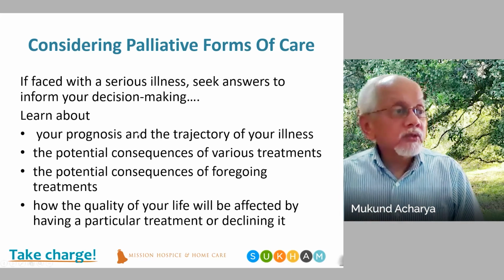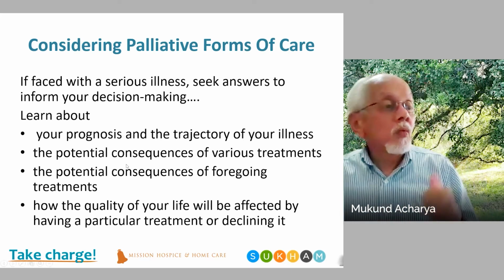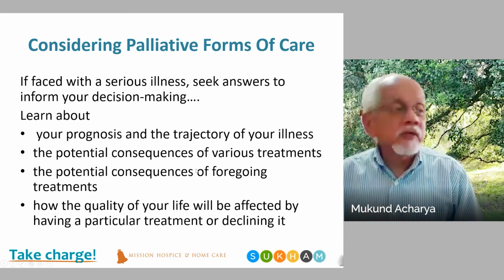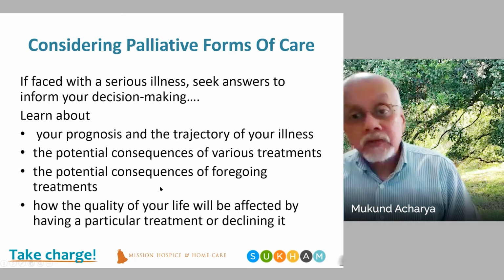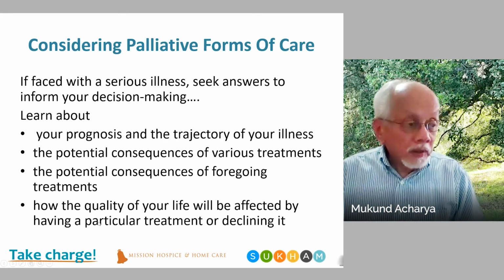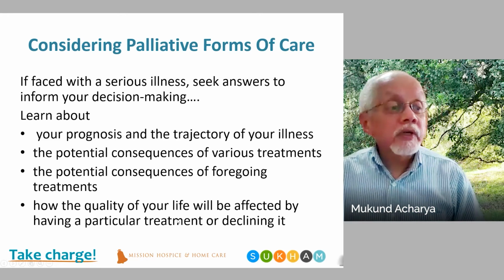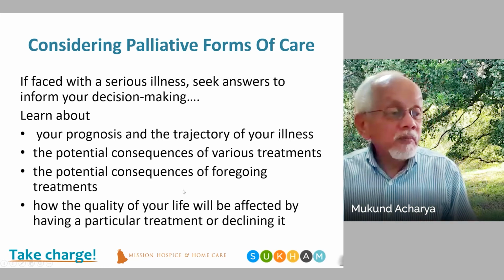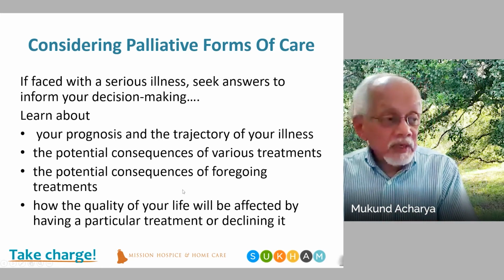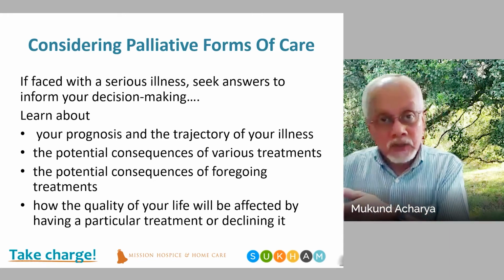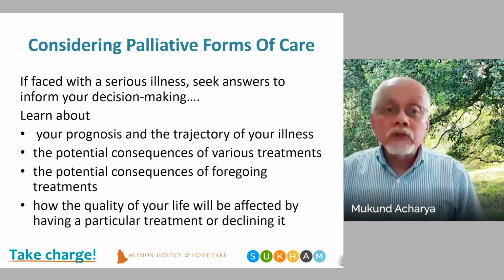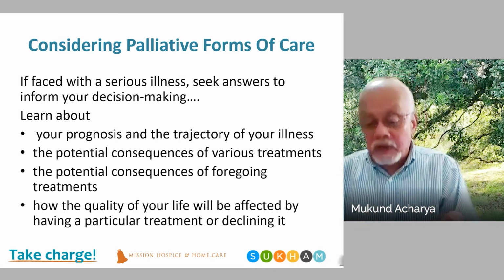Learn about the prognosis and trajectory of your illness. What are the potential consequences of various treatments? What are the consequences of not having those treatments done? All in the context of quality of life. How will it be affected either by accepting it or declining it? You have to consider pros and cons of each and then make a decision. But in order to do that, you have to be informed. In order to be informed, you have to ask questions. You have to advocate for yourself.